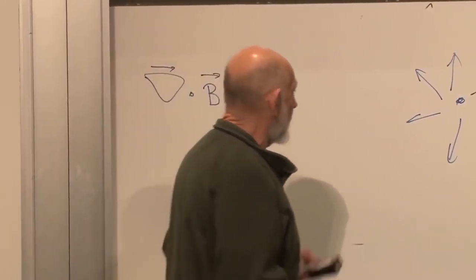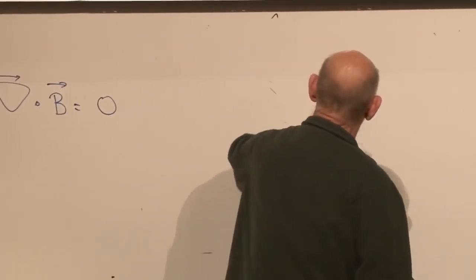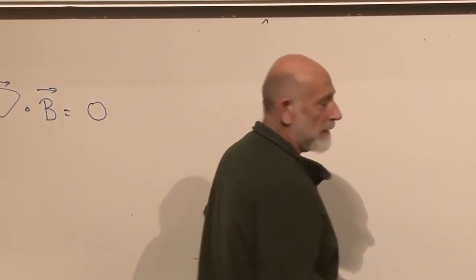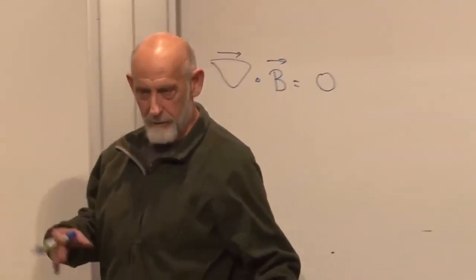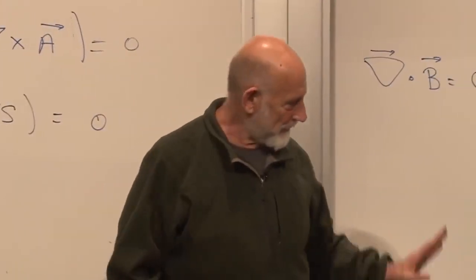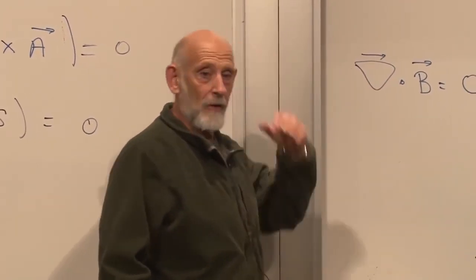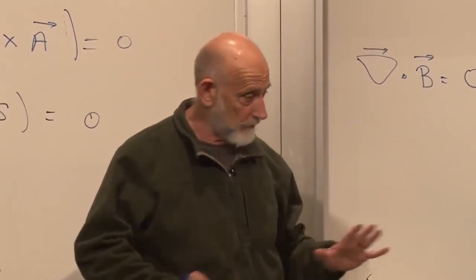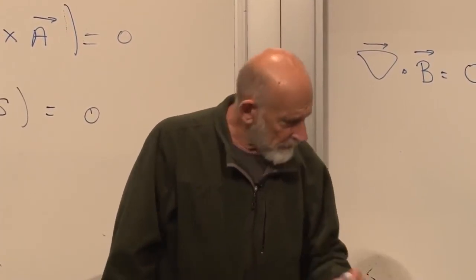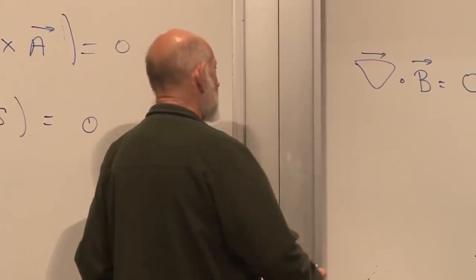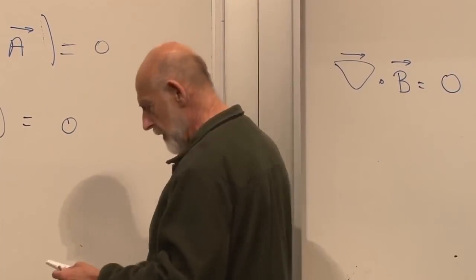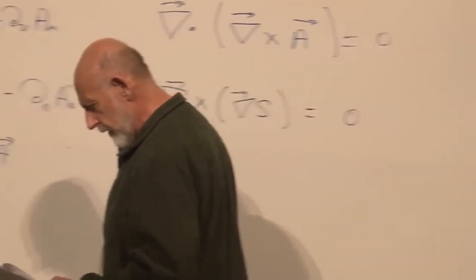Now, we're going to have to come back at some point and understand there are ways around this, but simplistically, this is the statement that there are no sources of magnetic field. Now, there's another equation, one of Maxwell's equations. There's another one which also follows for free.